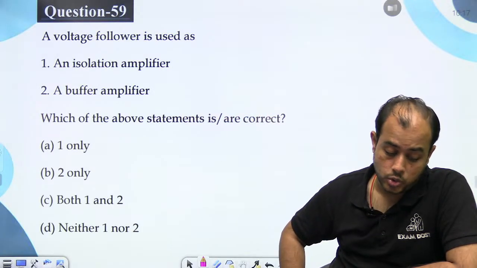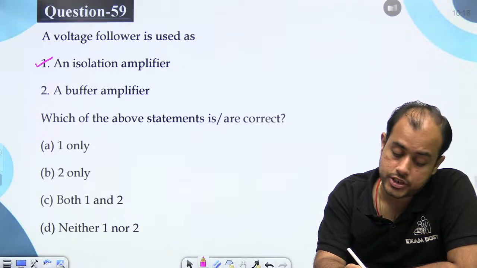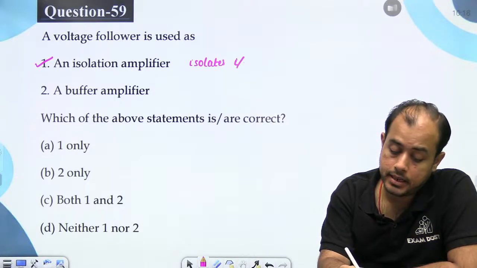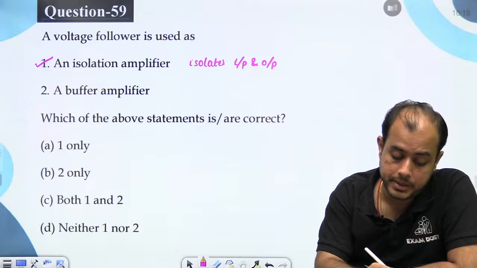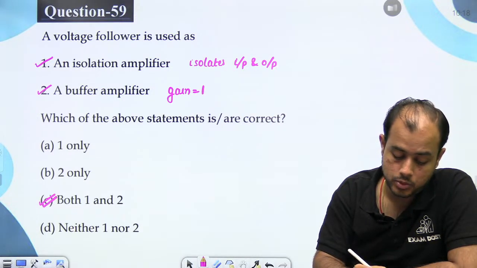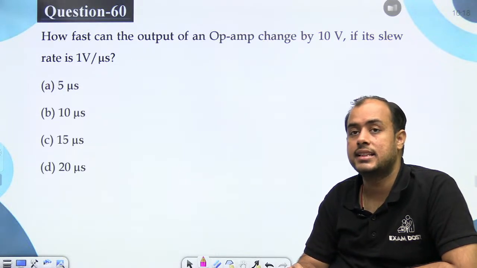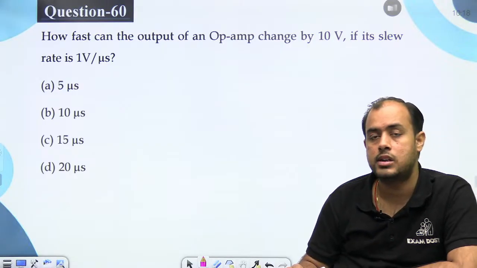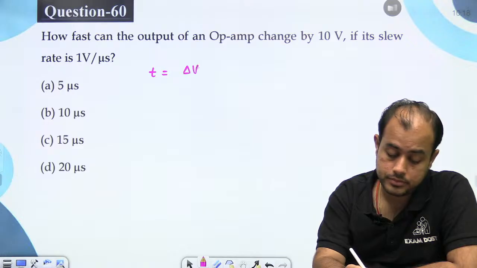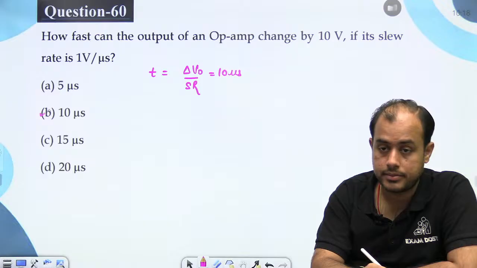Voltage follower is used as, what do you use voltage follower? ESE 2016: isolation basically isolates input and output. Buffer amplifier means gain is 1. So it can be used as both. ESE 2017. How fast can the output of op-amp change by 10 volt if the slew rate is this? Ten microsecond.